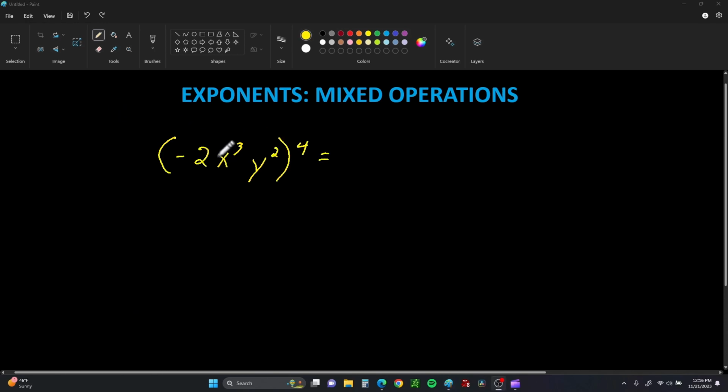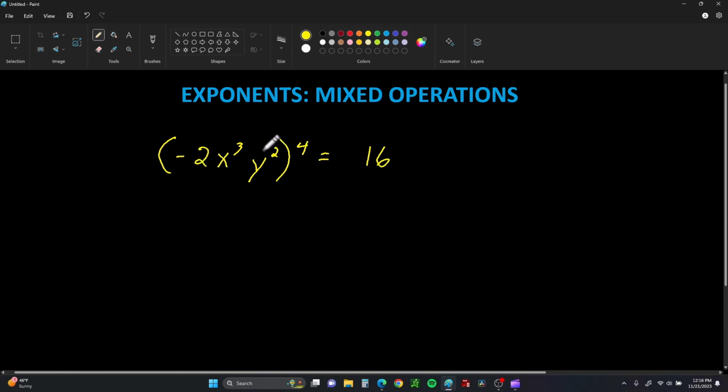For this problem, I'm going to treat each internal piece as an individual problem. So I'm going to raise -2 to the fourth power, I'm going to raise x to the third to the fourth power, and finally y squared to the fourth power. So 2 to the fourth power is 16. And when I have an even exponent, so this would be 1 times 4, so it would be to the fourth power, this would actually become positive. If it's an odd number for the exponent, then it's going to be negative.